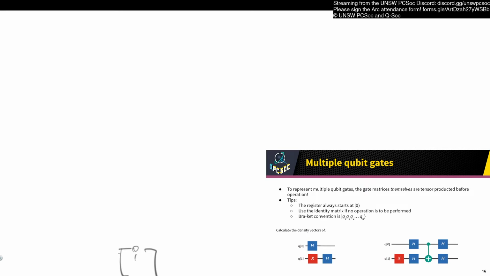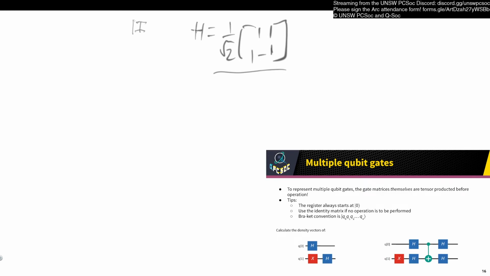Let's try to Hadamard this. What's a Hadamard? Hadamard gate is 1 on root 2, 1, 1, 1, minus 1. How are you supposed to multiply a matrix of dimensions 2 by 2 with a vector of length 4? Well, you can't. So are you screwed? No. It turns out that by doing nothing, you've actually applied an identity operator. An identity operator is 1, 0, 0, 1.